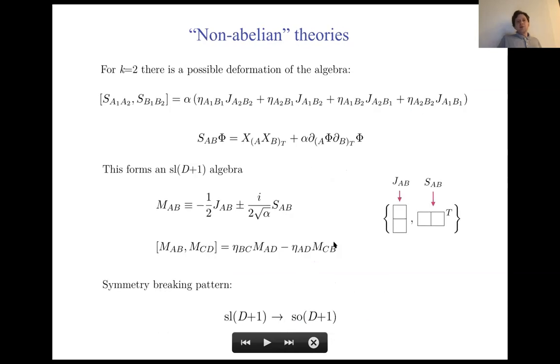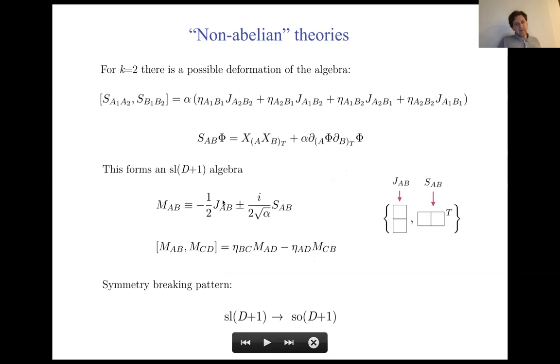For k equals 2, again, we find there's one possible deformation of the algebra. This is what it looks like. Here's what the transformation looks like with these higher powers of the field. Now the generators are, again, the antisymmetric tensor for the AdS symmetries and a symmetric traceless tensor for the shifts. So now we can combine these two.